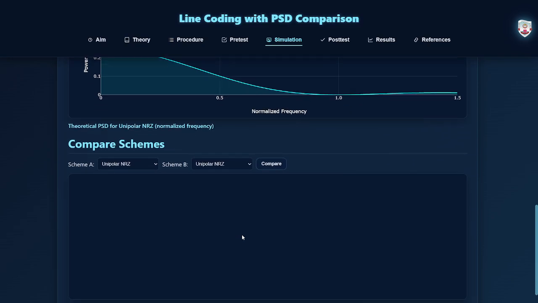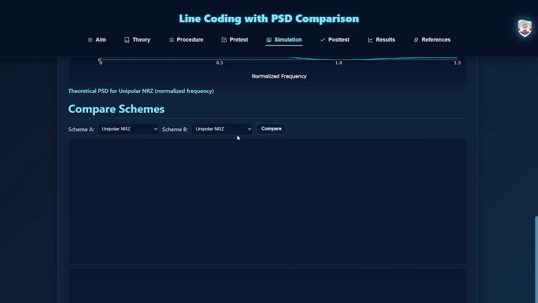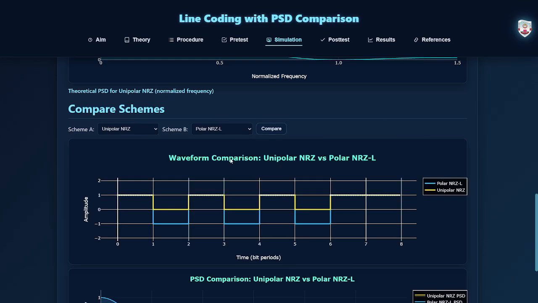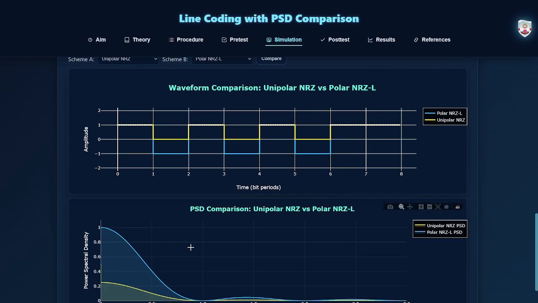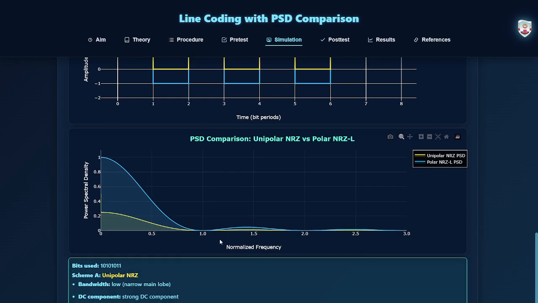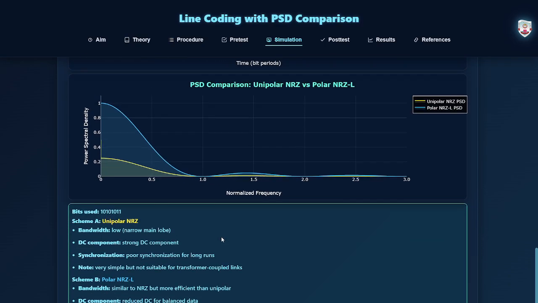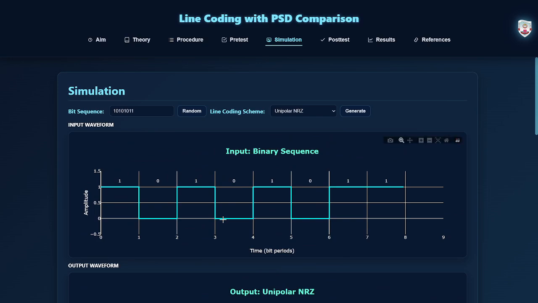Another useful feature in this virtual lab is the compare schemes option. Here, two different line coding techniques can be selected and compared simultaneously. The system displays both the waveforms and PSD graphs for the two schemes. This helps students easily observe differences in signal transitions, bandwidth usage, and spectral characteristics. Such visual comparisons make the learning process much more effective.